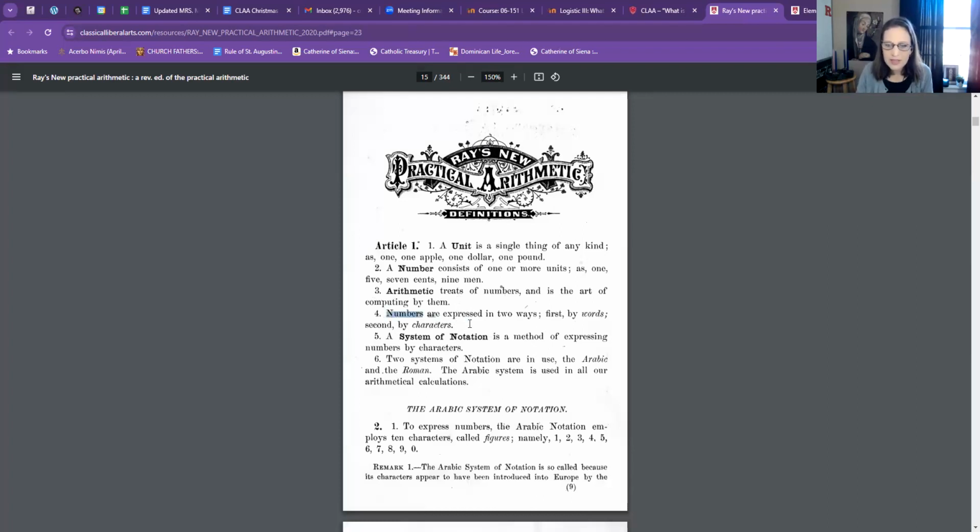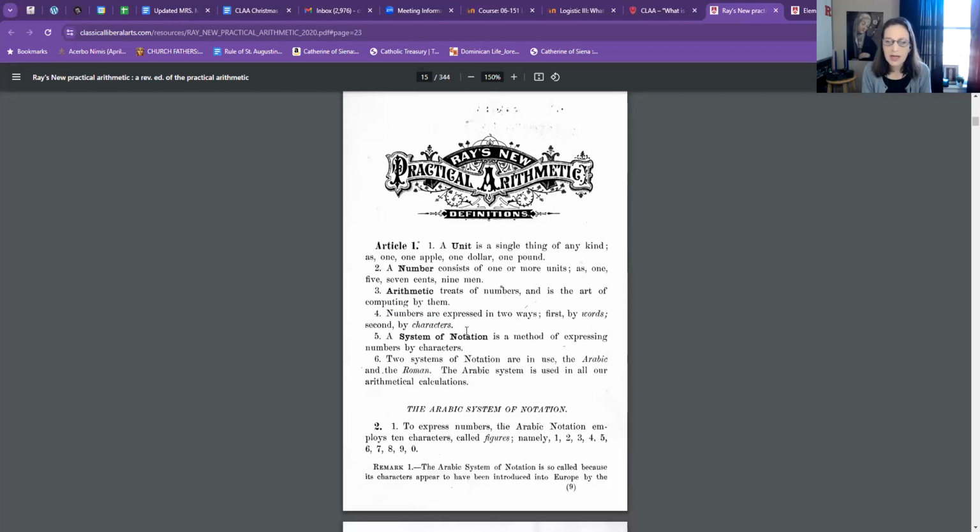Numbers are expressed in 2 ways. First by words and second by characters. Good, William. Good, Genevieve and Augustine. Good. So they said they can say it. So listen to this one, number 4. Numbers are expressed in 2 ways. First by words, second by characters. Numbers are expressed in 2 ways. First by words and second by characters.